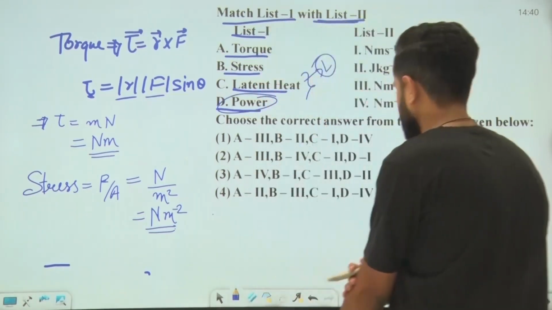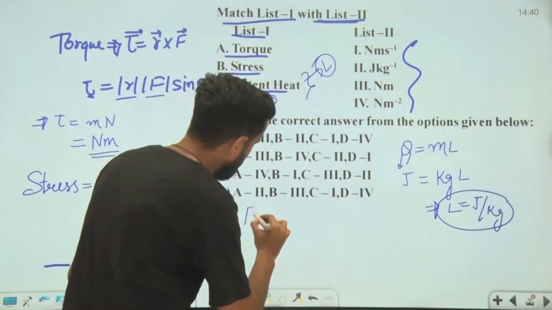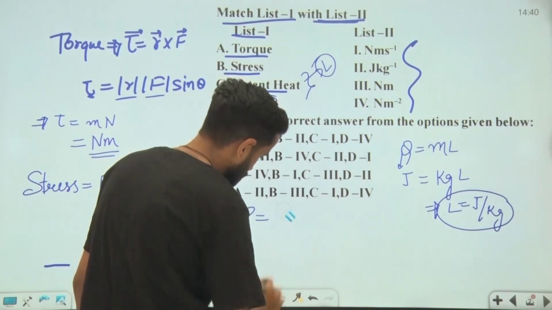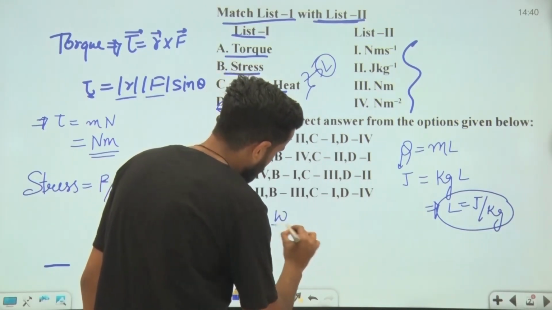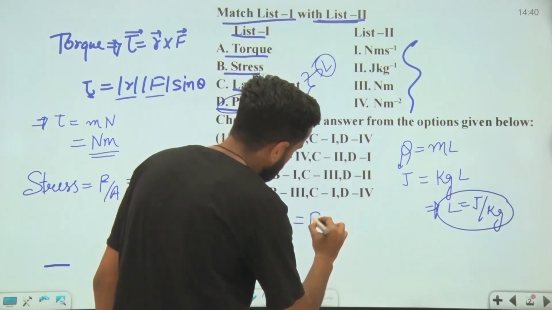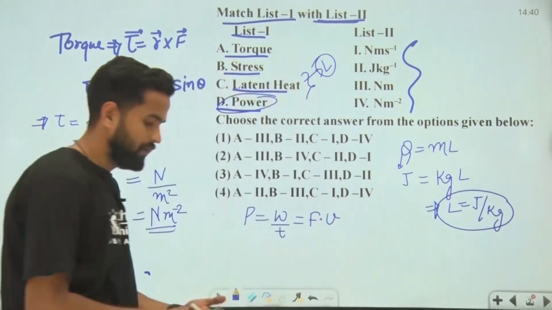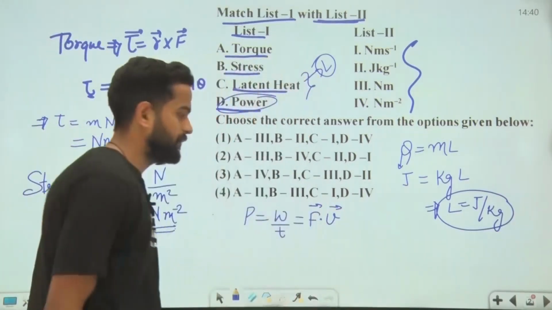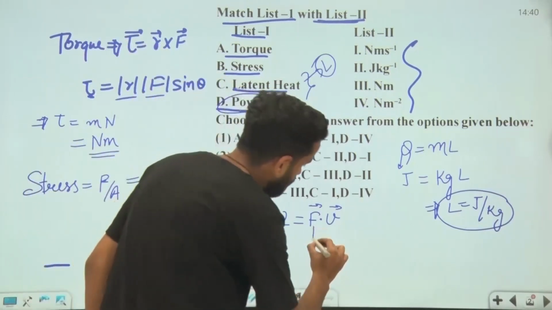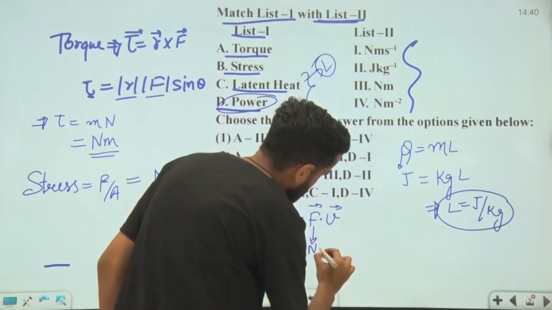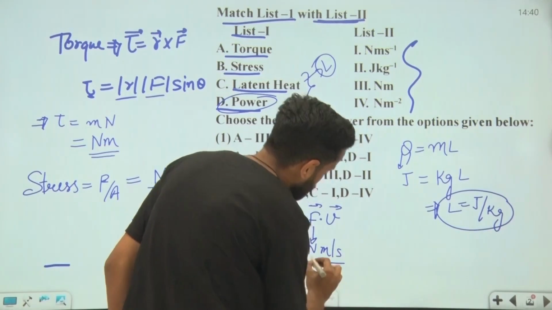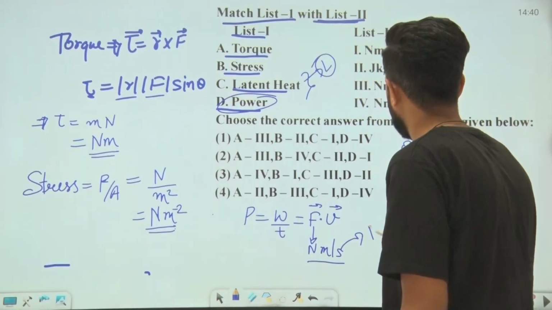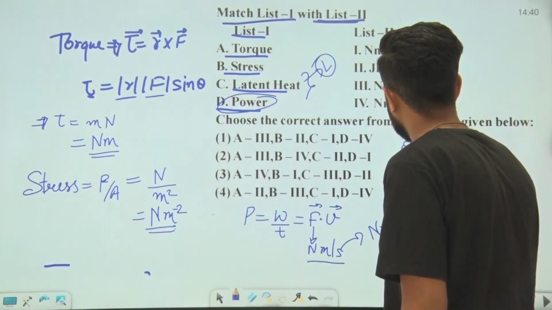Last is power. Power is given as energy or work done upon time, which can be written as force into velocity. In vector form it is force vector dot velocity vector. Force is Newton and velocity is meter per second, so this unit can be written as Newton meter per second.